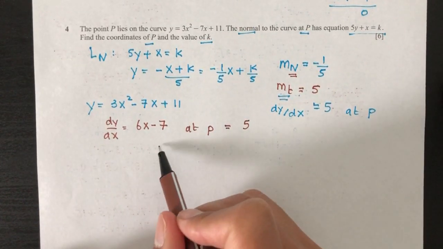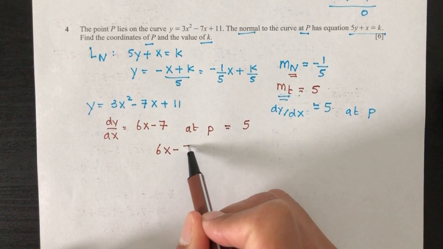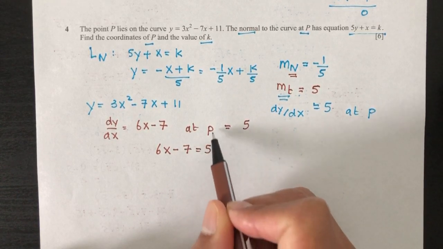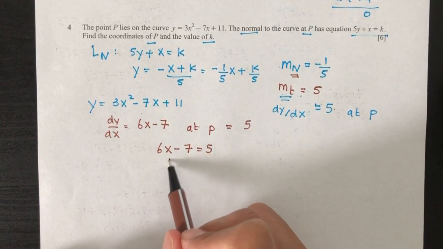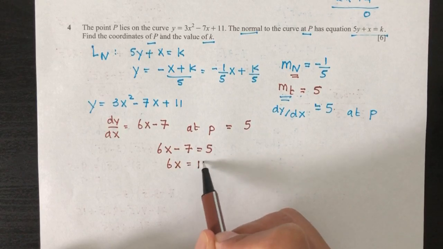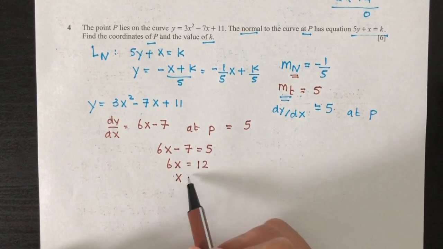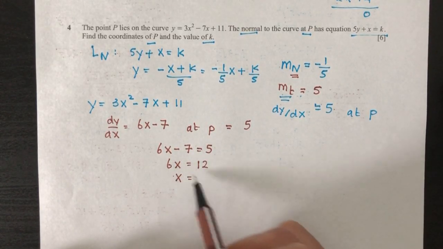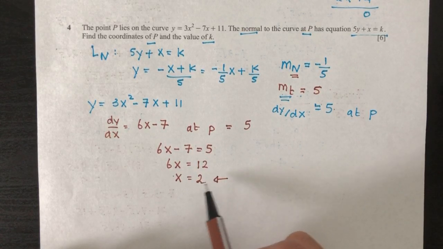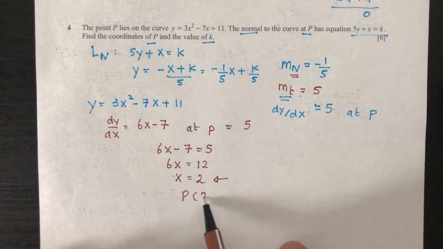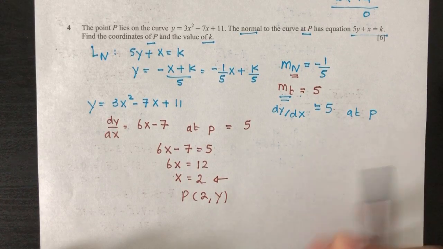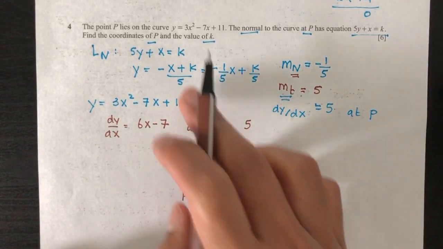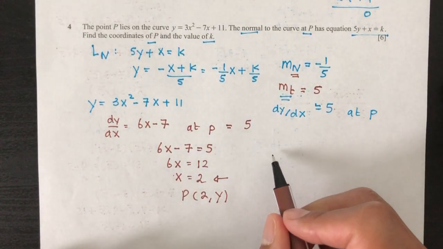So let's find the value of x. 6x minus 7 is equal to 5 at P. What is the value of x? So 6x will be 12, so x will be 12 divided by 6, that will be 2. Now the point P has x equal to 2. And what is y? Let's find the value of y.